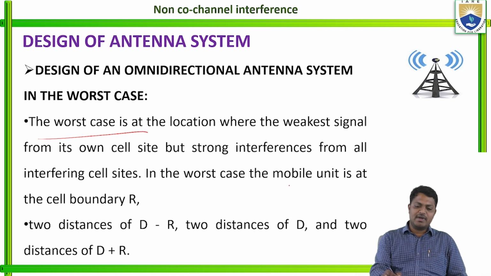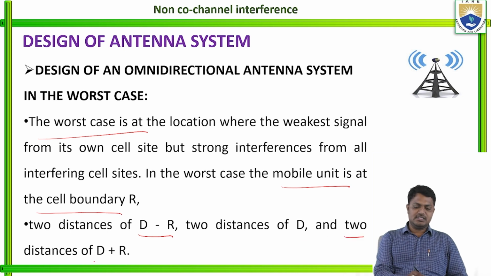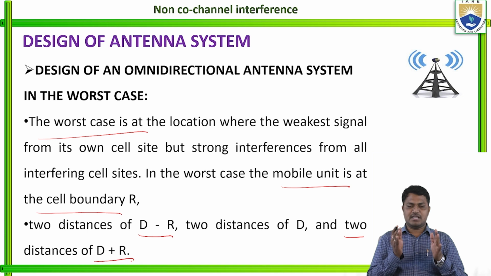In the worst case, the mobile unit is at the cell boundary R. Already we know that R is the radius of the cell site, and D is the distance from one cell site to another cell site. We already discussed D plus R and D minus R in yesterday's class by taking some example images. So here we take two distances of D minus R, two distances of D, and two distances of D plus R in today's topic.